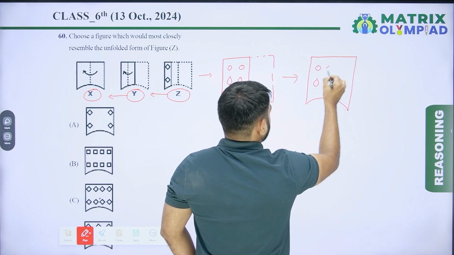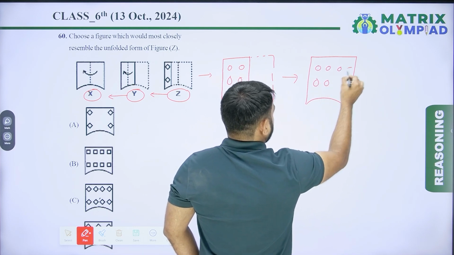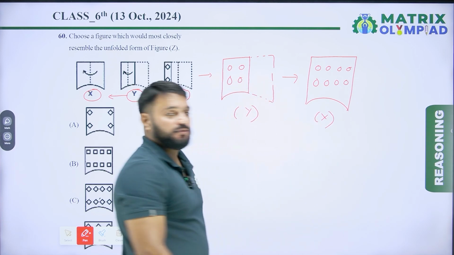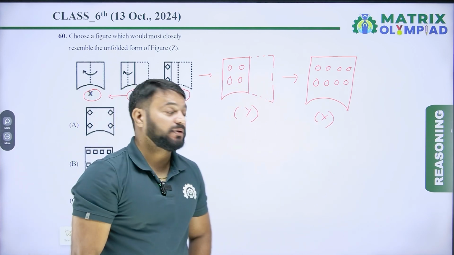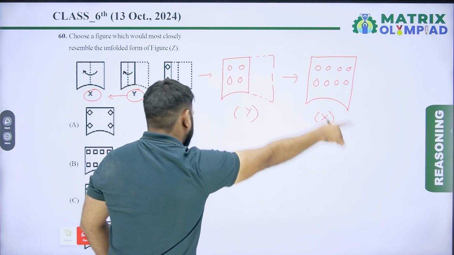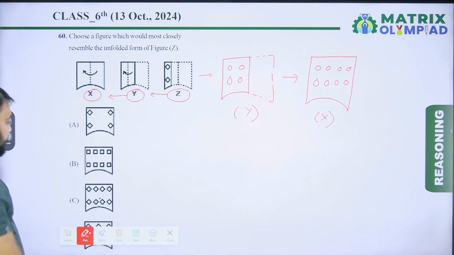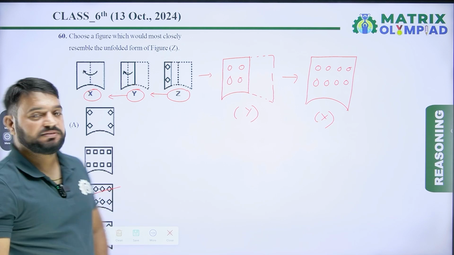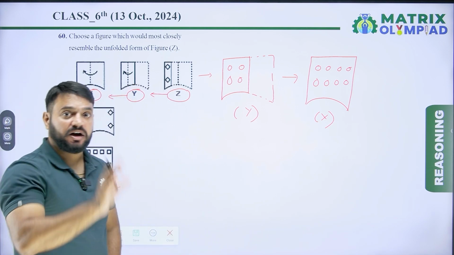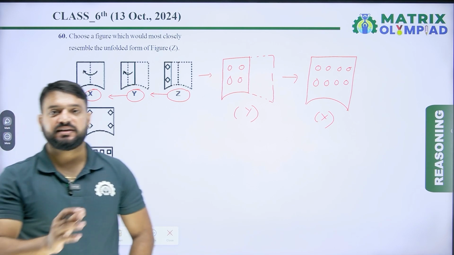So mirror image of this part will look something like this. This is the figure X. So figure X represent unfolded paper. So this is the correct unfolded figure after cutting. So now here option C is the correct answer of this question because C represents correct unfolded paper after cutting. So C is the correct answer of this question.